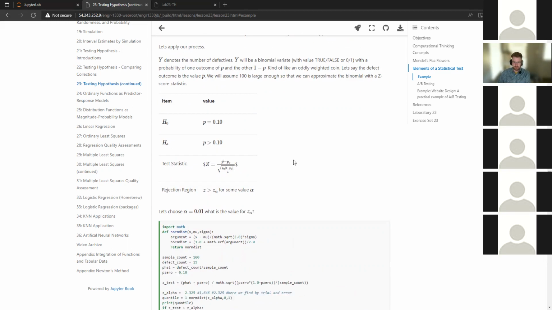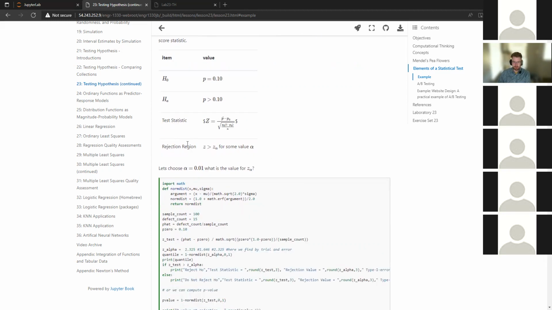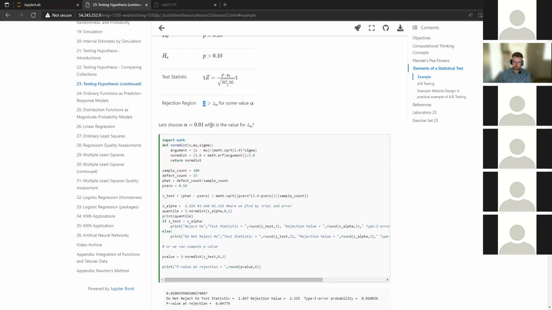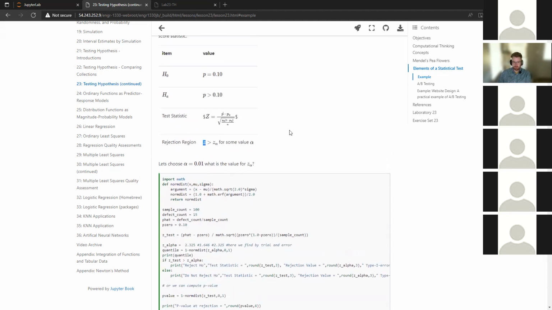Okay. So in order to do that, the last thing we need to plug in is our test statistic. So this is going to be the actual item we're looking at versus the average divided by the formula you see here. It's not super important that you actually know what the formula is. Just know that this is the z statistic we have. And our rejection region is going to be any time that z is larger than z alpha, with alpha referring to this value here. So we're going to choose alpha to be 0.01. So the question is, what's the value for z alpha?